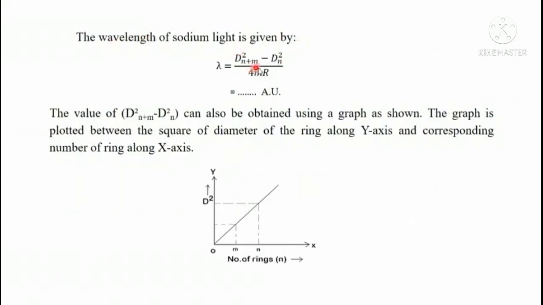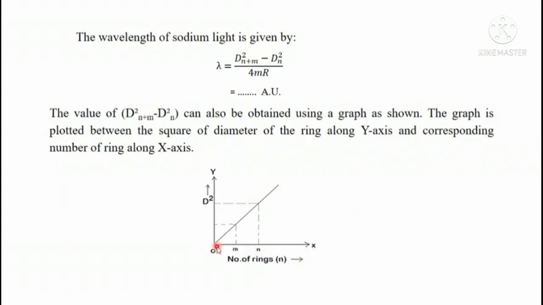So the wavelength of the sodium light is given by lambda equals D(n+m) whole squared minus D(n) squared upon 4mR, where R is the radius of curvature of the plano-convex lens and can be found using a spherometer. Now these values of R and D(n+m) squared minus D(n) squared will be substituted in the formula, and the result is reported in angstrom unit.